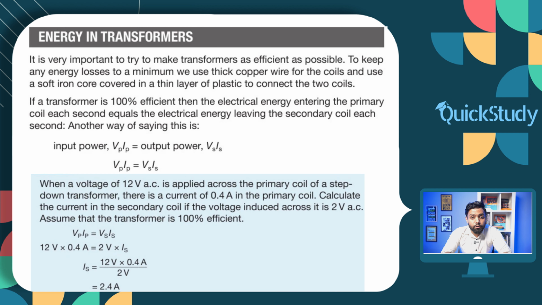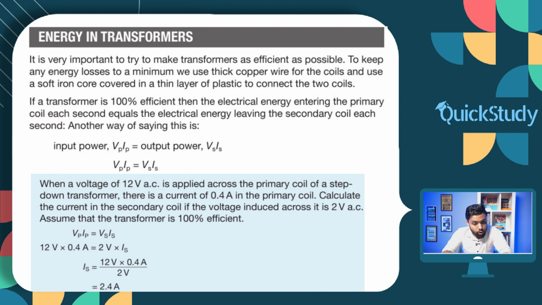We also have to consider the energy inside the transformers. It is very important to try to make transformers as efficient as possible. To keep any energy losses to a minimum, we can use thick copper wire for coils and use a soft iron core covered in a thin layer of plastic connected to two coils. If a transformer is 100% efficient, then the electrical energy entering the primary coil each second equals the electrical energy leaving the secondary coil each second.